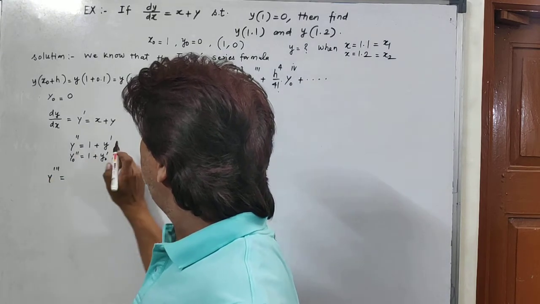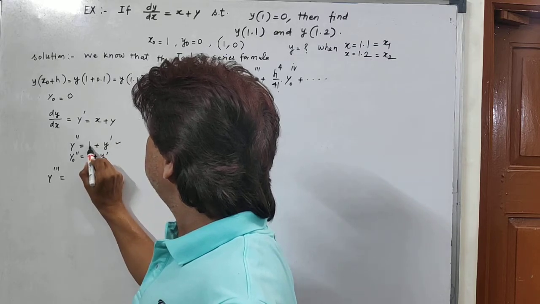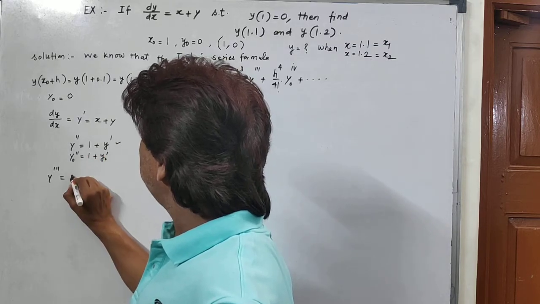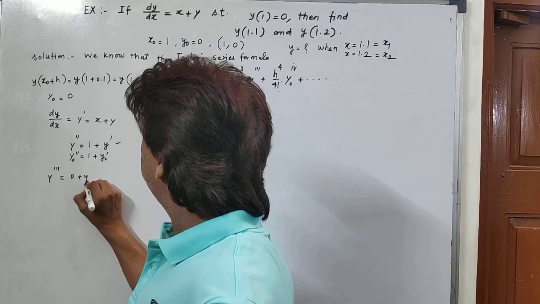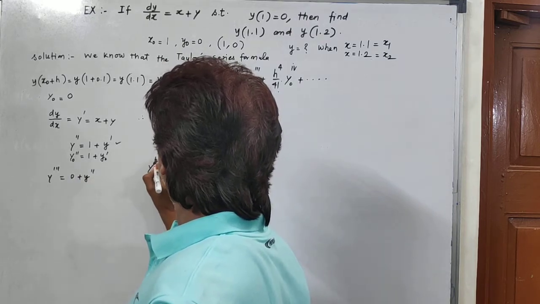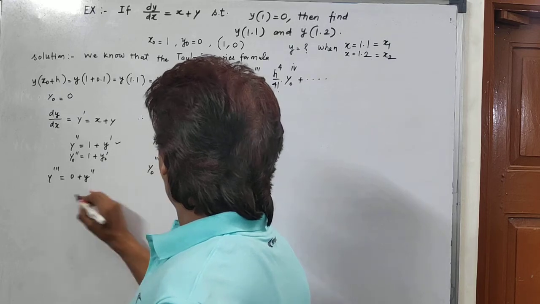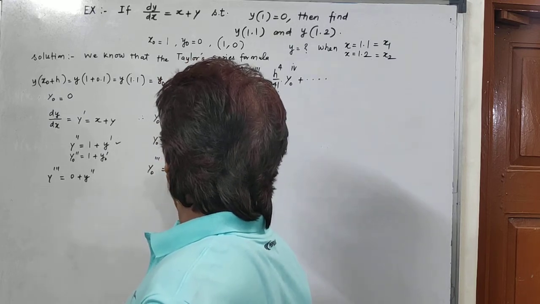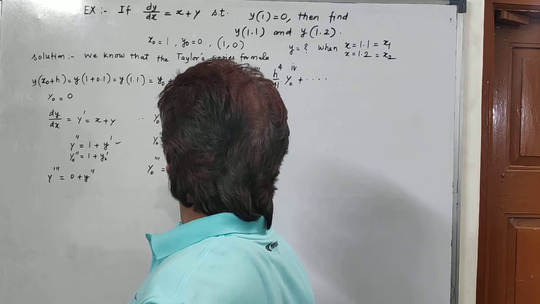Third derivative. Derivative of this: derivative of 1 is 0. Derivative of y dash is y double dash. So y0 3 dash is equal to y0 double dash, and y0 double dash is 2.